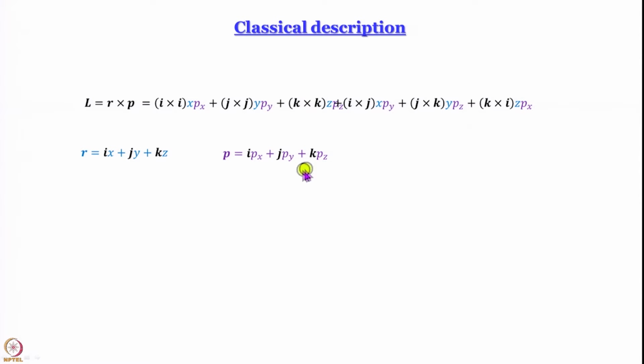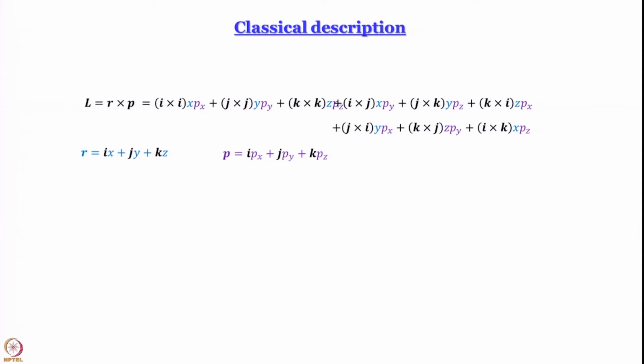What would the last terms be? We can take the reverse order alphabetically. We have taken i cross j, now let us do j cross i. We have taken k cross i, now let us take k cross j, and i cross k. So, this is what we will get: jy cross ipx gives you j cross i times y px. Then kz cross jpy gives you k cross j multiplied by z py, and finally ix cross kpz gives us i cross k times x pz. These are our 9 terms.